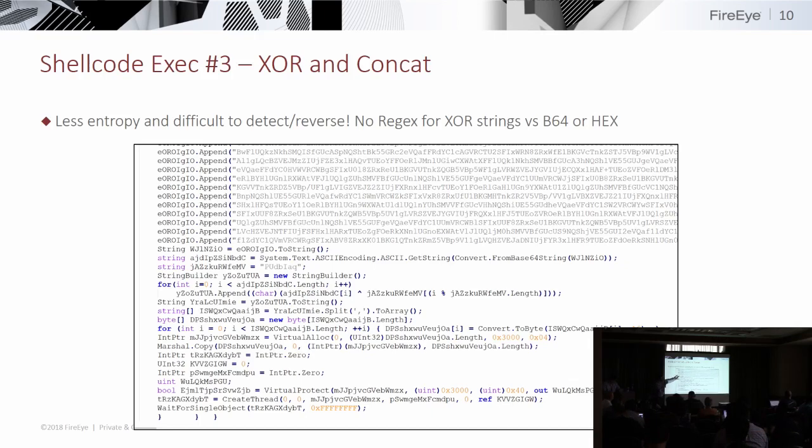The difference is we base64 encode our shellcode, and then we export using a private key that we have that we decoded in memory. So the cool thing about this is there's no regular expression for XOR, because it's going to be different every single time. That's just the nature of encryption.